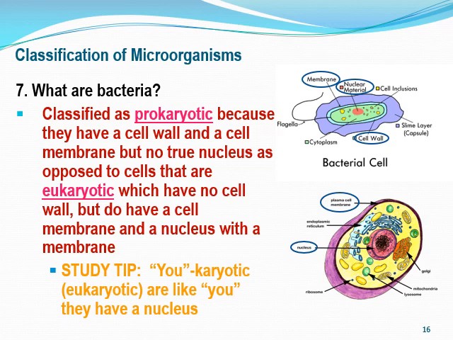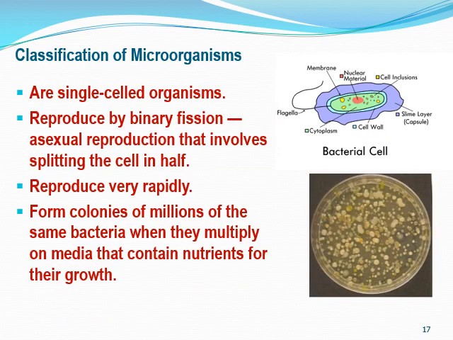So we have those prokaryotes that we talked about, they have a cell wall and a cell membrane, but no nucleus, right? Now that's the opposite of the eukaryote, which have no cell wall, but do have a cell membrane and a nucleus with a membrane. And there's your study tip down there for that. But I know you guys know most of this, that in your biology, your early 101 and 102 classes, you learned about these classifications of bacteria.